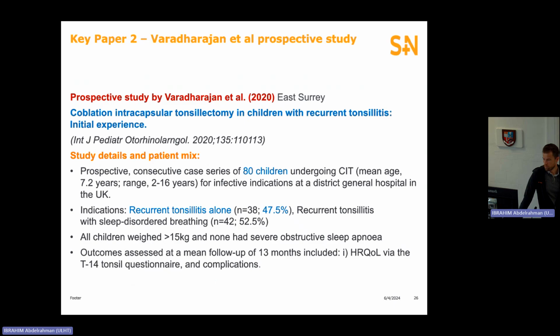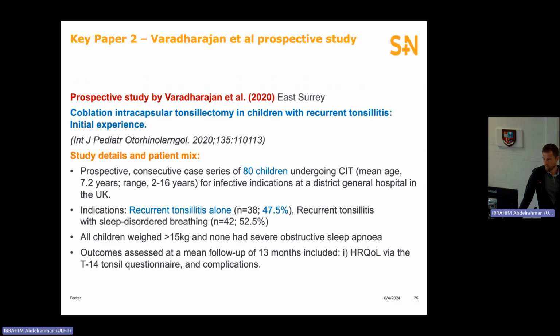The second paper, and Sam Kamani was involved in this at the East Surrey Hospital, just looked at a patient group of 80 children undergoing the CIT technique. The mean age was 7.2 years, because it's not a tertiary centre, so you've got some older kids in there, which is good. So it's looking at a different mix, but only at infective indications. Recurrent tonsillitis alone, some had a mixture of recurrent tonsillitis and sleep disordered breathing, but recurrent tonsillitis was always the primary indication.